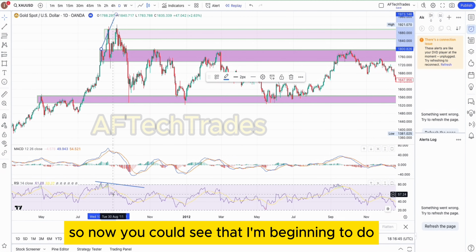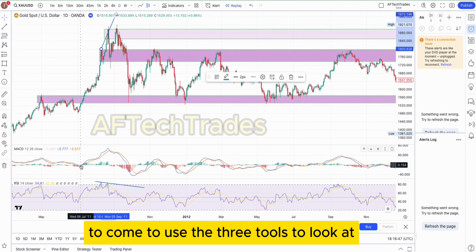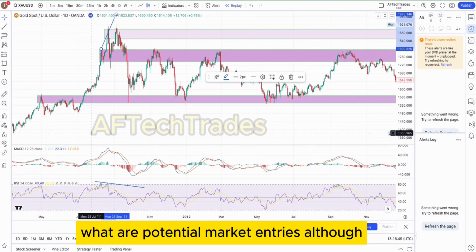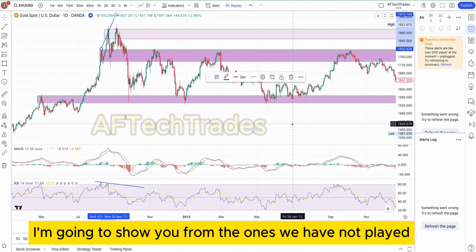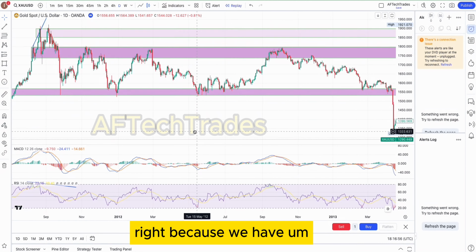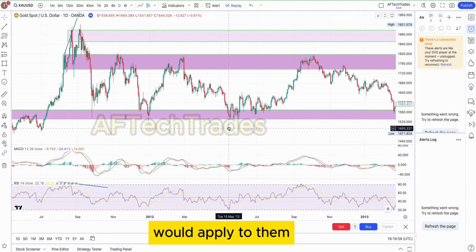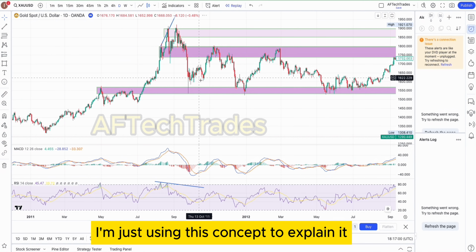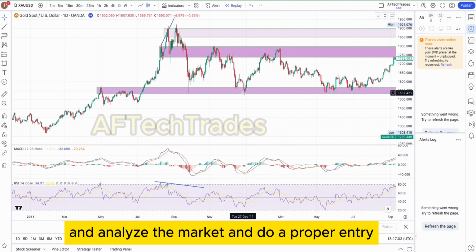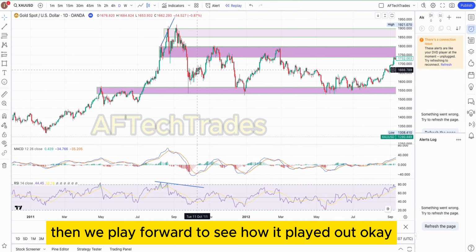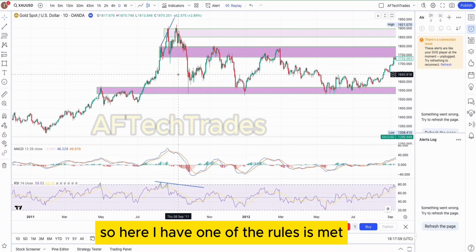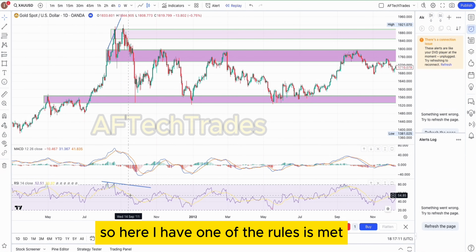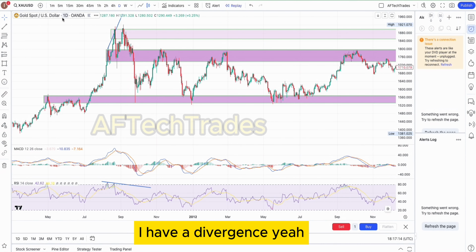So now you could see that I'm beginning to use the three tools to look at potential market entries. Although I'm going to show you from the ones we have not played, because we'll apply it; I'm just using this concept to explain it. Then we move forward and analyze the market and do a proper entry. Then we play forward to see how it played out. Okay, so here one of the rules is met. I have a divergence here.